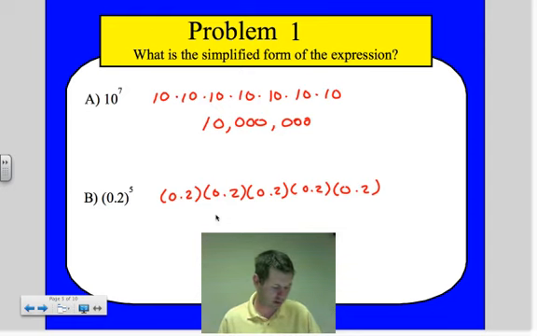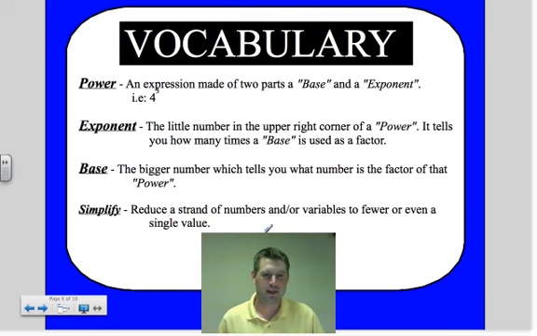So as we evaluate this out, we get 0.00032. And that would be your simplified form. You can double check that with the calculator. Make sure I'm right. So as we talked about, there's our power, exponent, base, and we just talked about simplifying. That's to reduce a strand of numbers or variables to a few or even a single value.